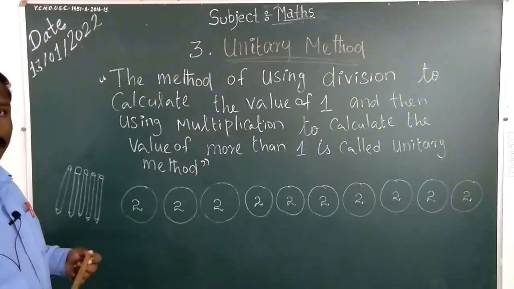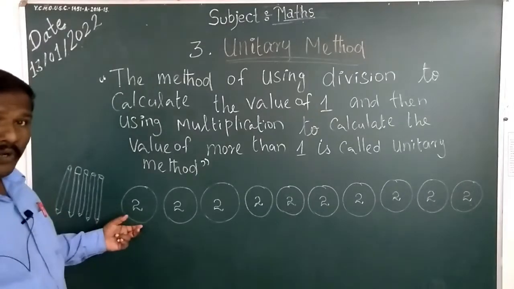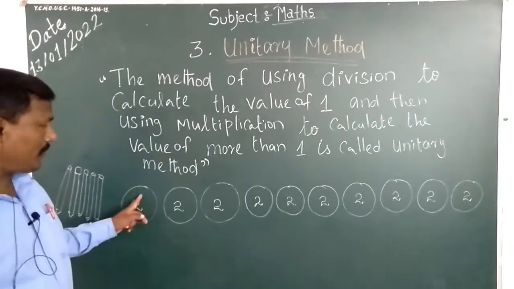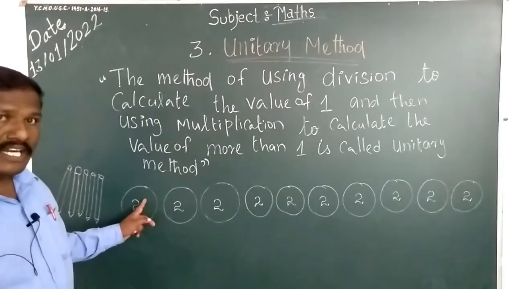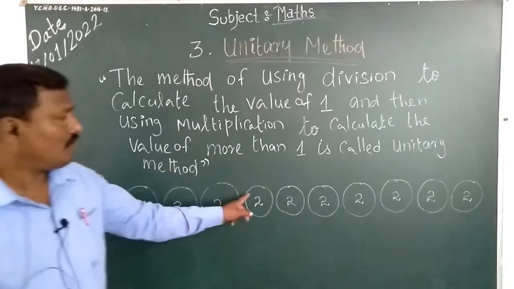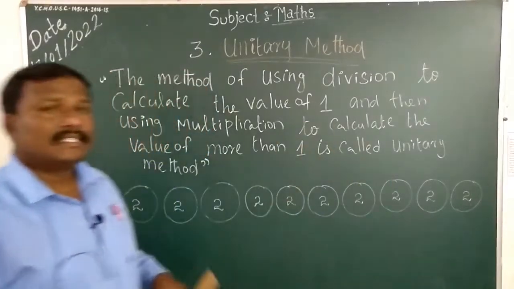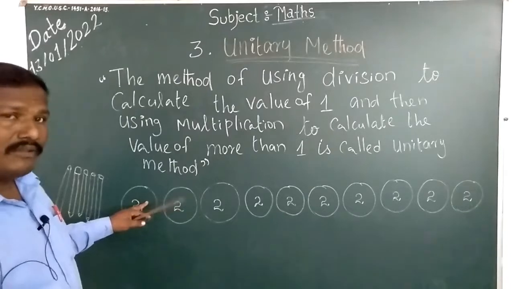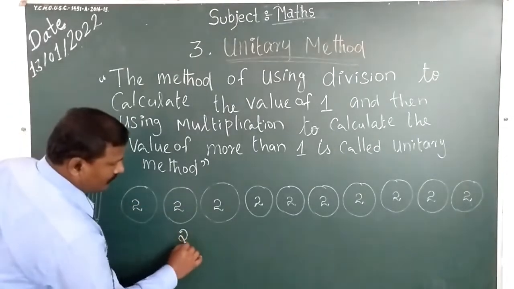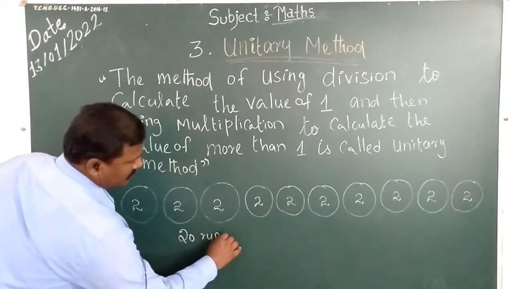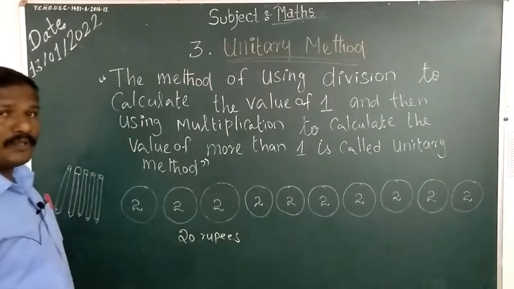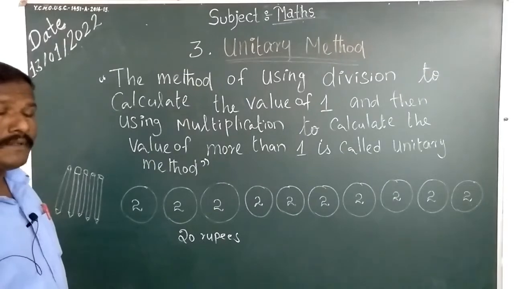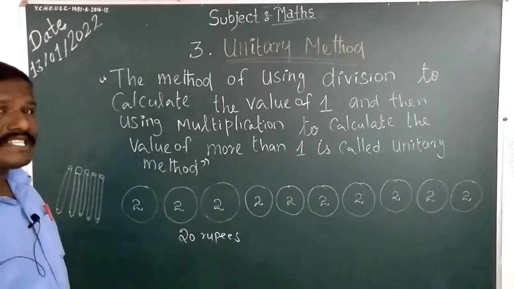Let me see an example. Here I have drawn the coins, 2 rupee coins. How many coins are there? 1, 2, 3, 4, 5, 6, 7, 8, 9, 10. 10 coins are there. So 10 coins means how many rupees do I have? 20 rupees. I have 20 rupees. So I went to a shop for purchasing a pencil.